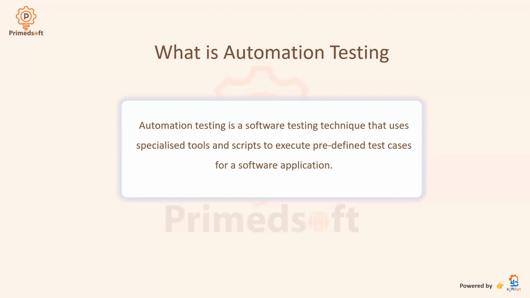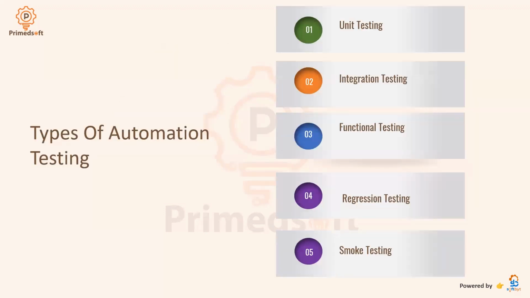So that's what automation testing is. The next question we're going to ask is: what are the types of automation testing? We already know the types of testing we do. We know that we do unit testing, which is done by developers. We know we do integration testing, functional and non-functional testing, regression, and smoke testing. But can we automate these kinds of testing?